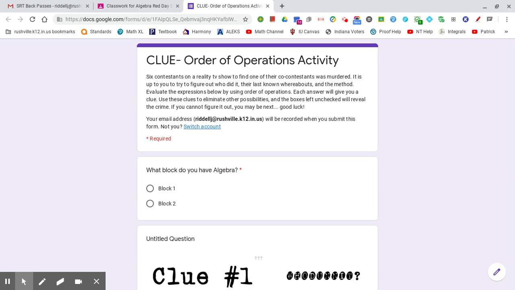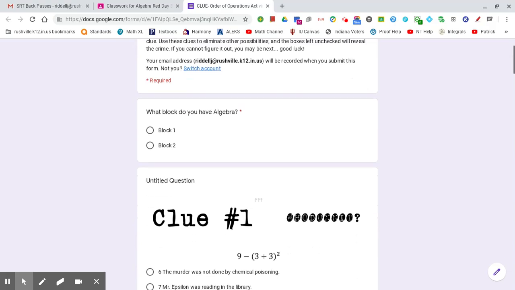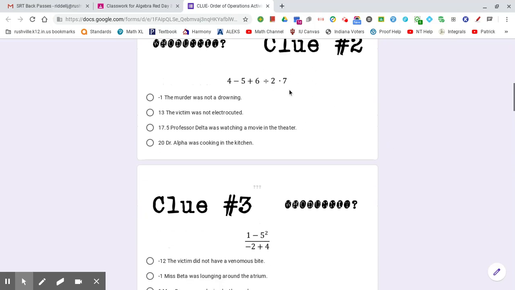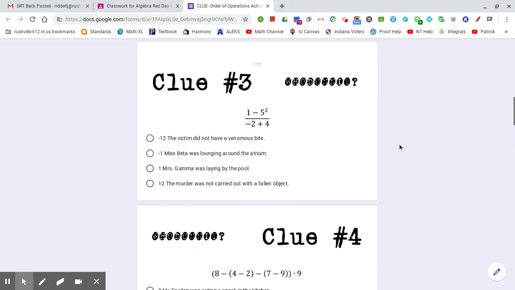Evaluate the expressions below by using order of operations. Each answer will give you a clue. Use these clues to eliminate other possibilities, and the boxes left unchecked will reveal the crime. If you cannot figure it out, you may be next. Good luck. All right, so there are 10 clues here. For each clue, it gives you 4 options. One of them is true, the other 3 are false.